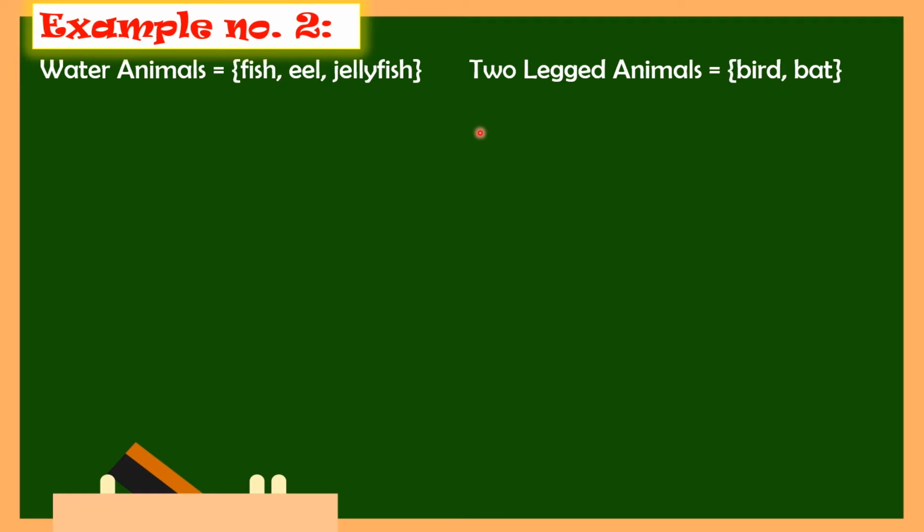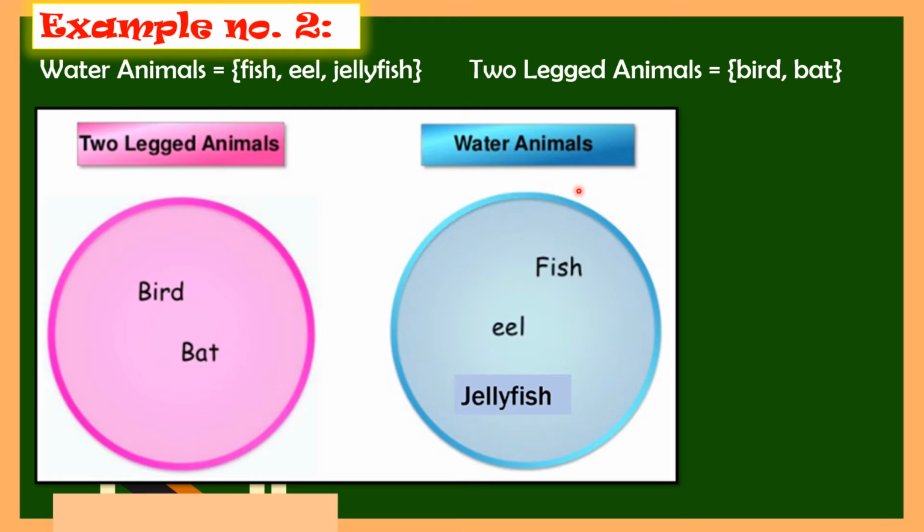Or simply, pwede nating sabihin na walang intersection. So, when we draw the Venn diagram for these two sets, which is set for water animals, and another set for two-legged animals, there is nothing in common between two groups. So, paano magiging itsura niya? It looks like this one.